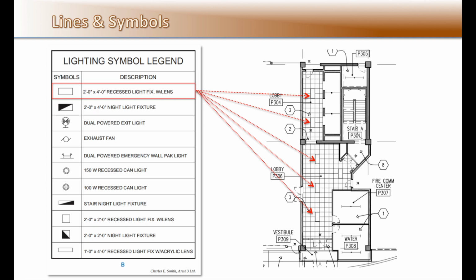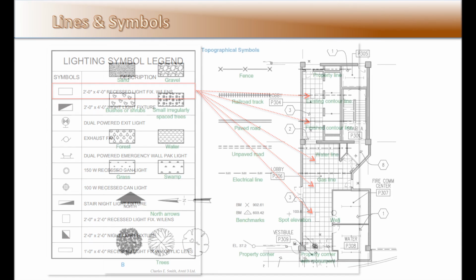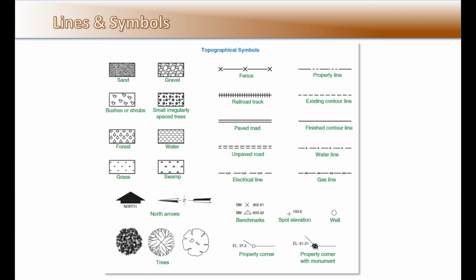Each trade has its own set of standardized symbols for communicating specific information. Note that the topographical symbols here use the dashed line to indicate an existing contour line. So become familiar with the symbols for each specific trade or type of drawing.